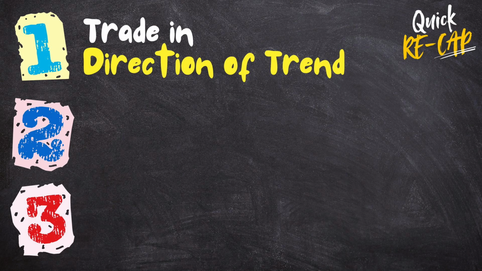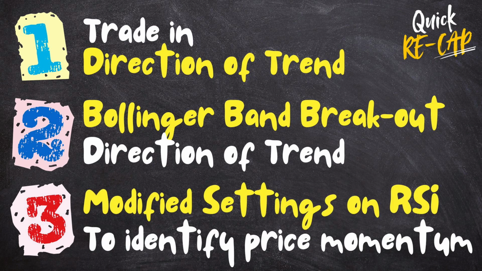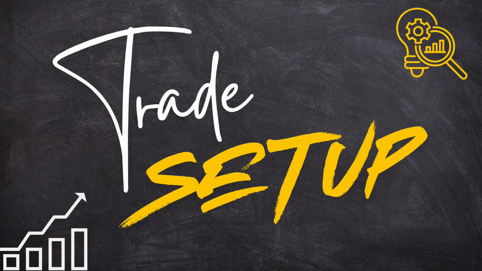Okay, now let's do a quick recap before we set up our trade. We will take trades only in the direction of trend. We will look at instances on Bollinger Bands where price will break the upper or lower band in the direction of the trend. Once we find such an instance, only then we will look at the RSI. Remember, we are using revised settings of 60 and 40 for the upper and lower bands. We will look for a signal where RSI will break out of the threshold in the direction of the trend. So now let's look at the trade setup itself.